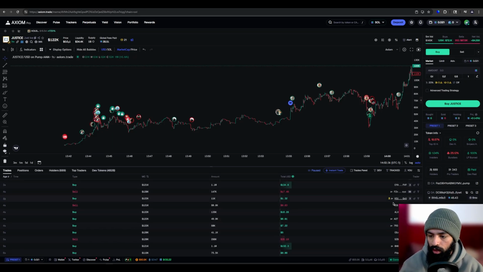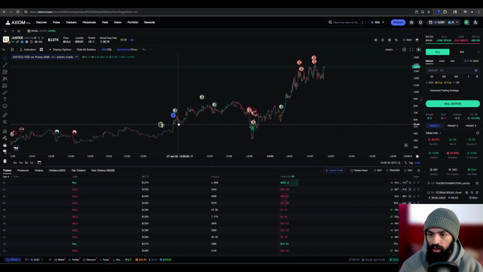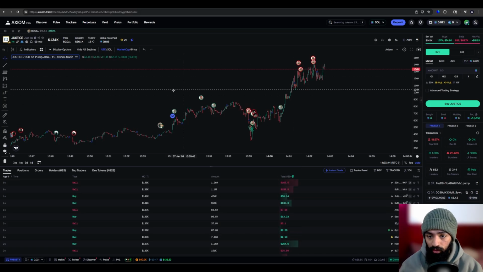So again, that's also not a great sign, but most of these buys and sells, you don't see that logo, which is usually a good sign, and you can see this coin's actually going crazy.